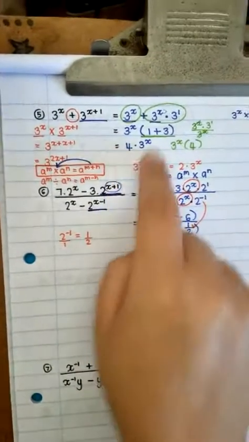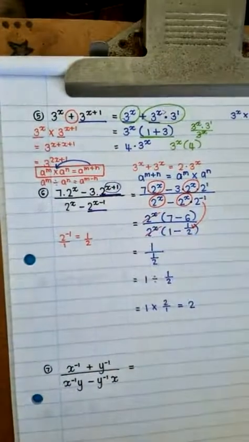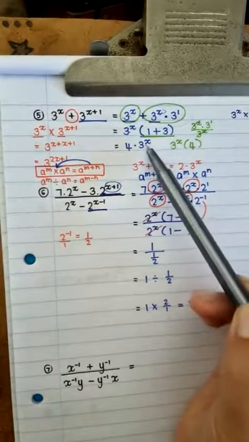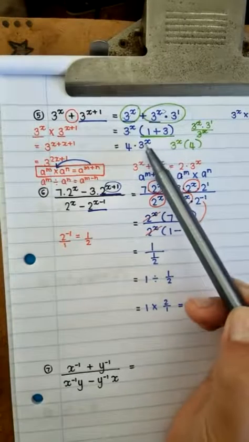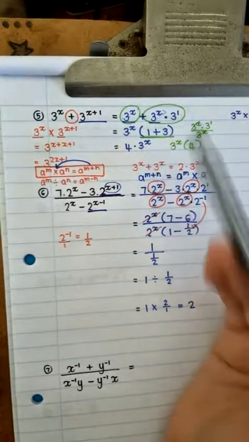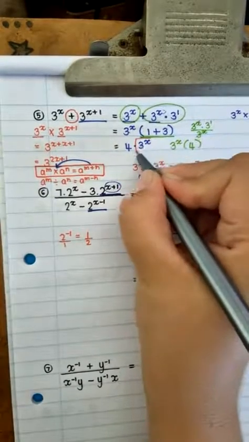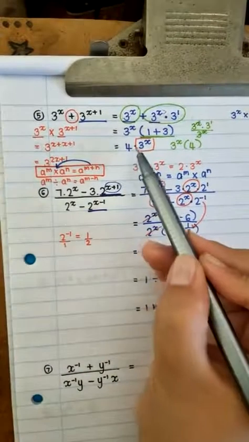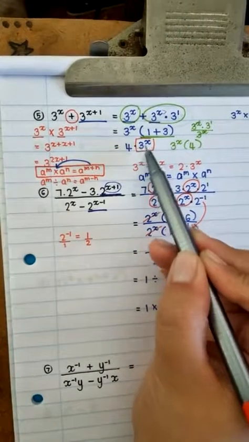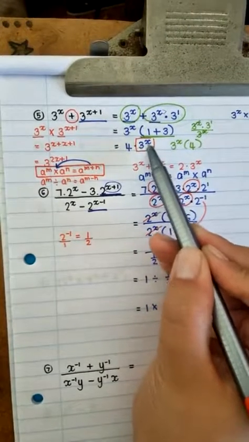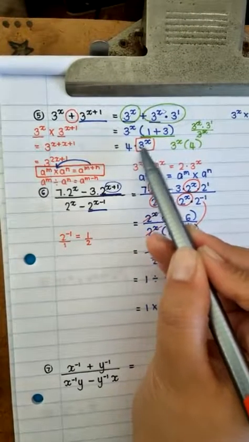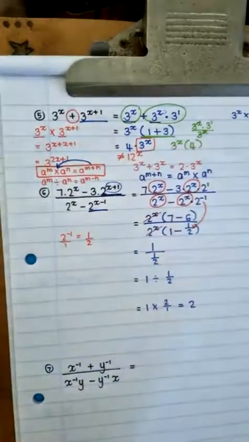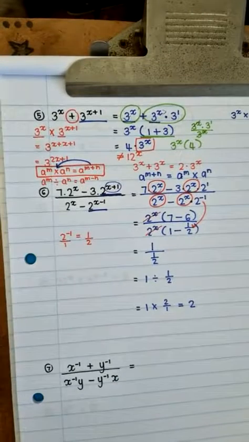Someone asked, can you write this as 12 to the x? No, you can't. Because this is not actually a 3. This is a 3 to the power of x. This whole thing, 3 to the x, is actually a variable. It's not actually a 3. It's 4 times 3 to the power of a variable. So you cannot write this as 12 to the power of x. That is not allowed.